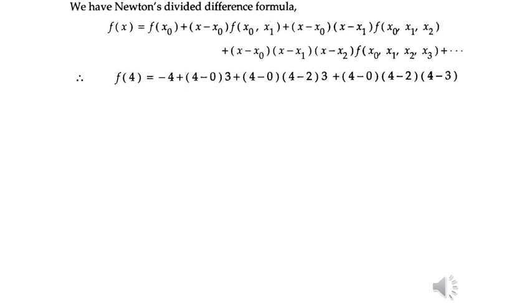So what is the value of this from the table? It is 1. If you use your scientific calculator and simplify, you get the answer as 40. So this is the solution for the given problem.